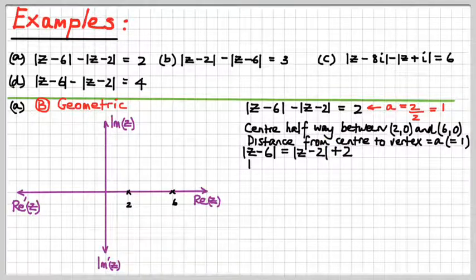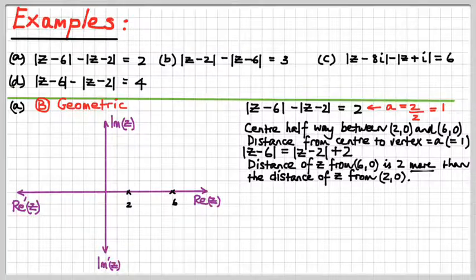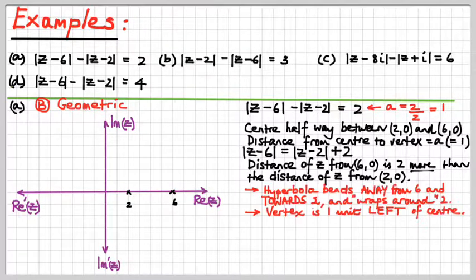So the distance of z from the coordinate point (6, 0) is 2 more than the distance of z from the coordinate point (2, 0). Now, this is the crucial bit. Therefore the hyperbola bends away from 6, the one that's further from, and towards the one that it's closer to, and wraps itself around the 2. That's how to get your geometrical perspective. Therefore the vertex is 1 unit left of centre. Do you get that?